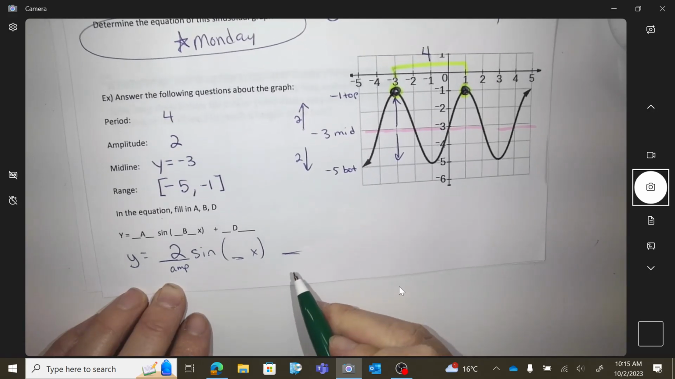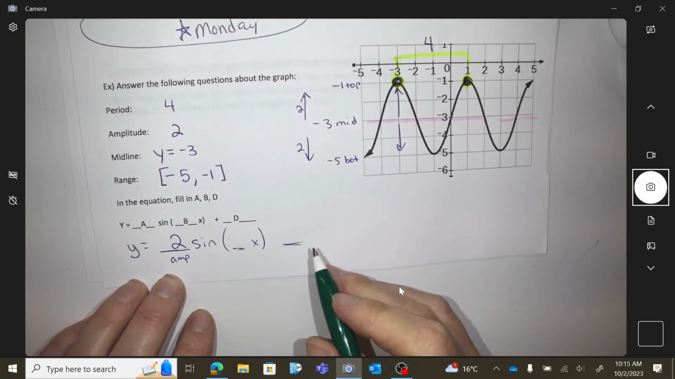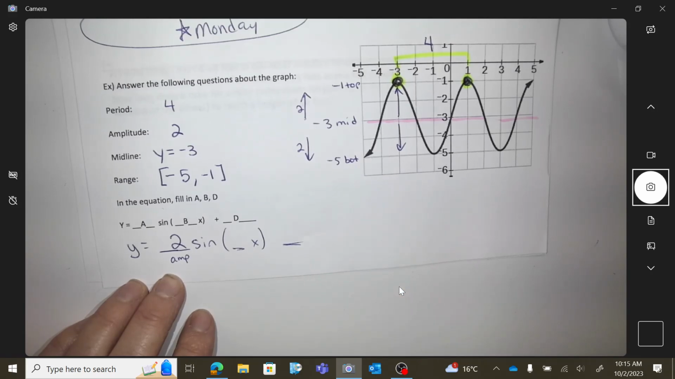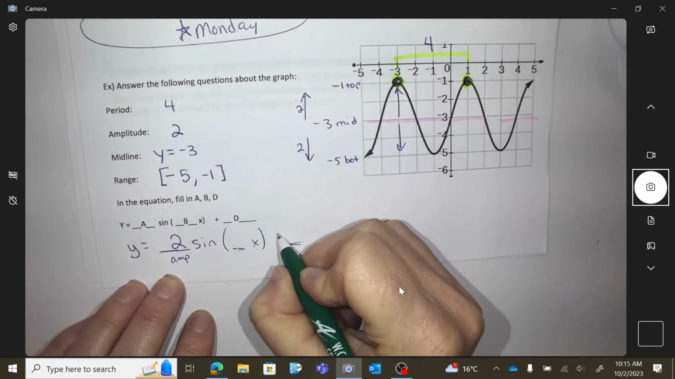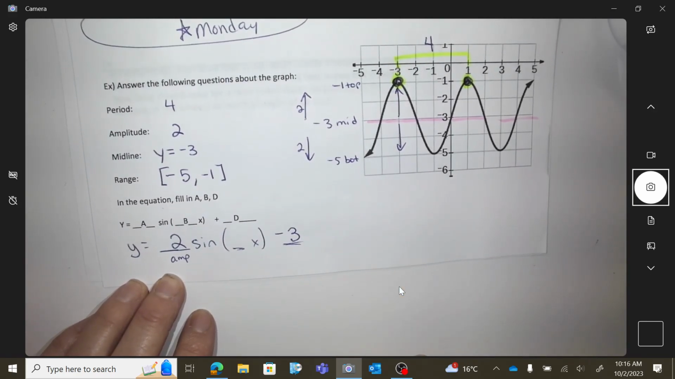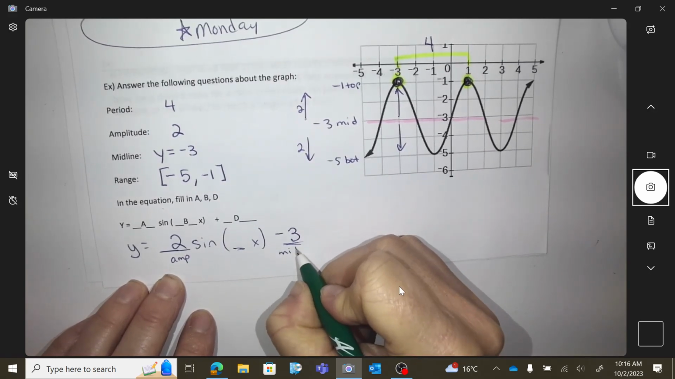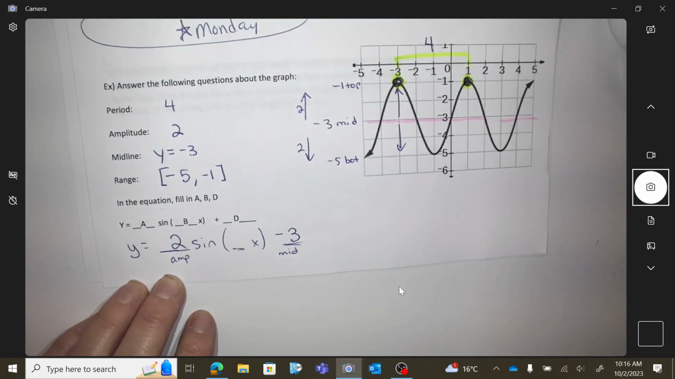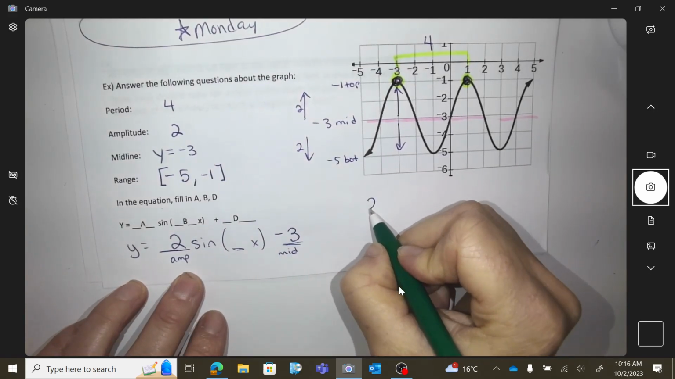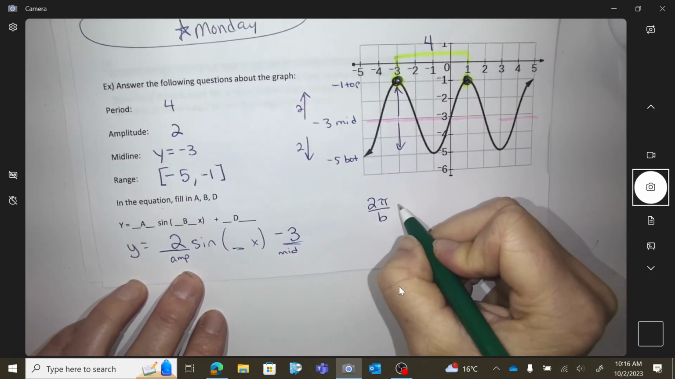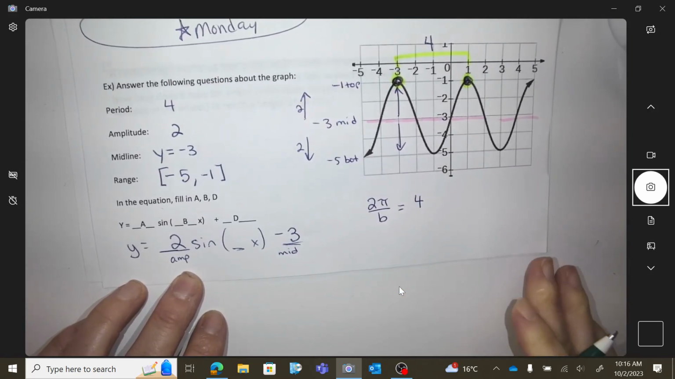Then there is a number at the end that you could add or subtract. So always on graphs, when you add or subtract, it moves stuff up and down. So what would you like to add or subtract at the end? Were you going to think subtract 3? Because that is our midline. It shifted it down. This really stretches our graph. And the b number is weird. So we're going to go 2 pi over b equals 4.